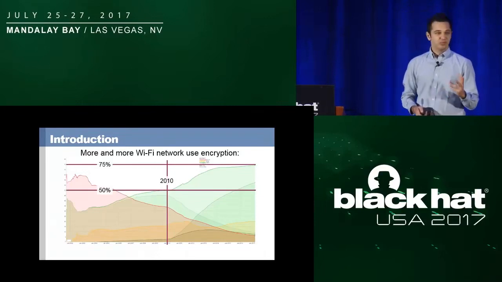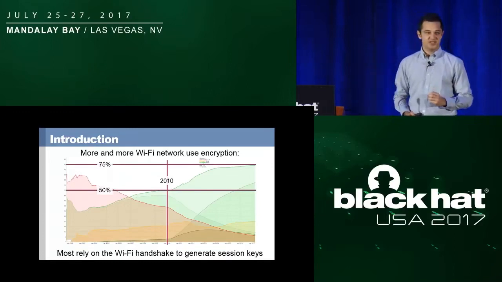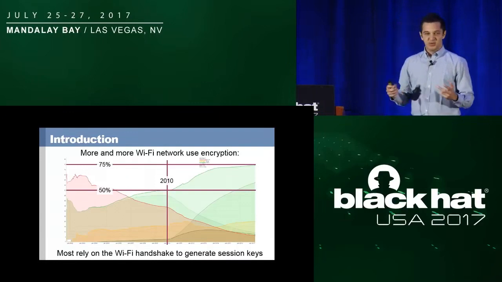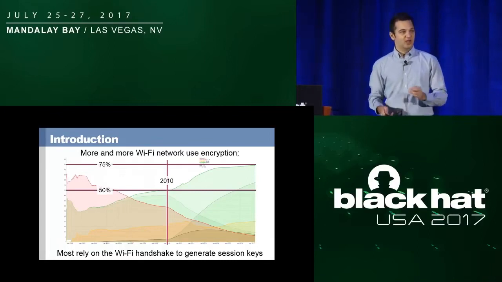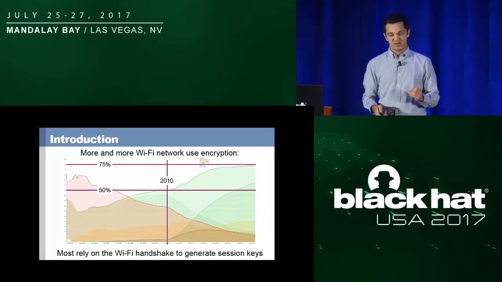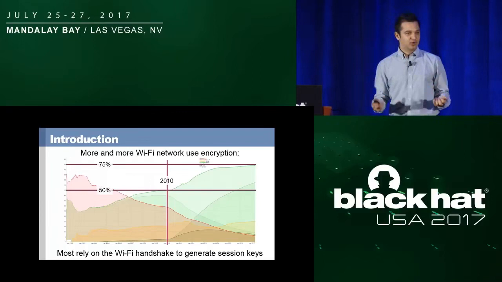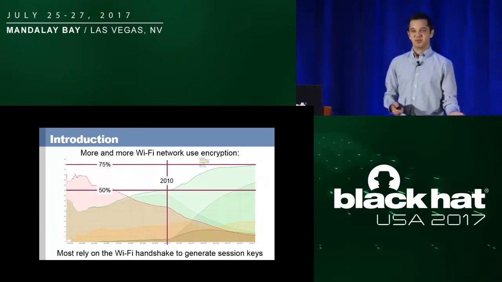The most important part here is that all these networks rely on the four-way Wi-Fi handshake to generate fresh session keys. Even networks that use a pre-shared key, or enterprise networks, all rely on the Wi-Fi handshake, and in particular on the four-way handshake. So it's absolutely critical that this Wi-Fi handshake is securely implemented. Otherwise, your network or your clients might be vulnerable.